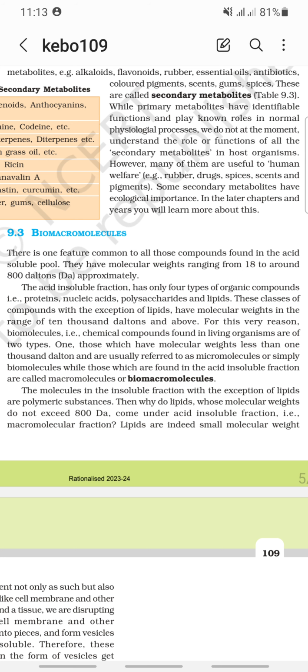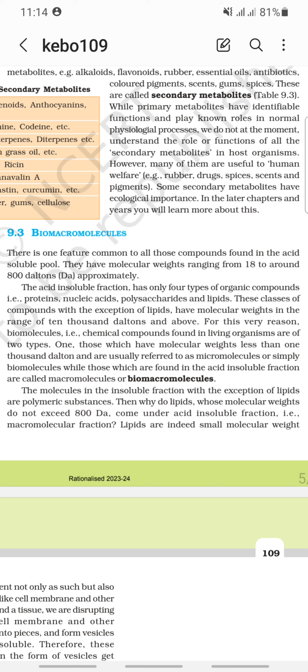Biomacromolecules. There is one feature common to all these compounds found in the acid soluble pool. They have molecular weight ranging from 18 to around 800 Dalton approximately. The acid insoluble fraction has only four types of organic compounds, that is protein, nucleic acid, polysaccharides, and lipids. These classes of compounds, with the exception of lipids, have molecular weight in the range of 10,000 Daltons and above.